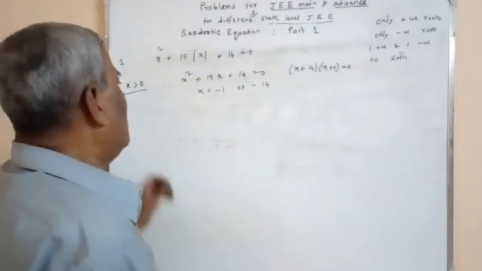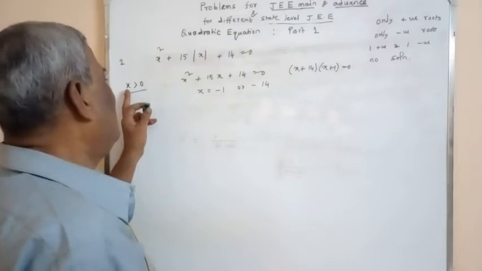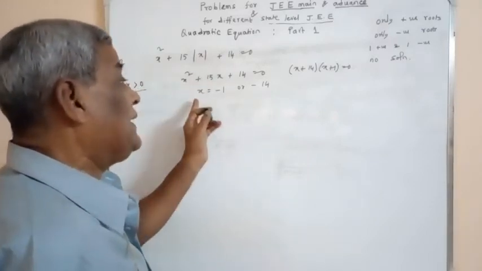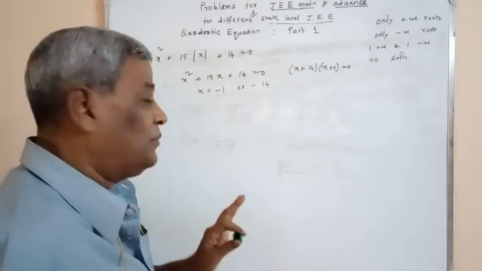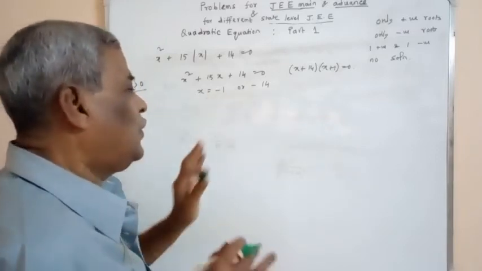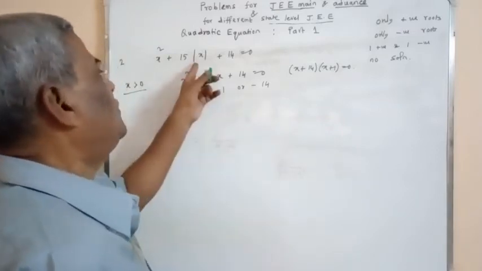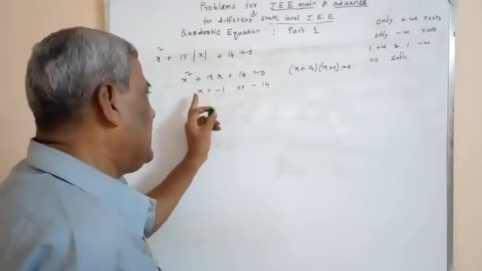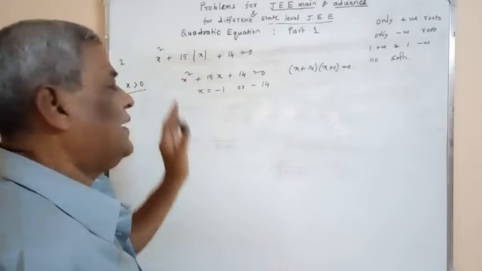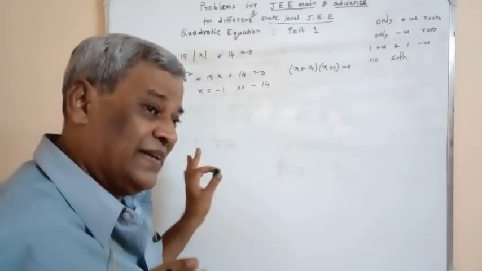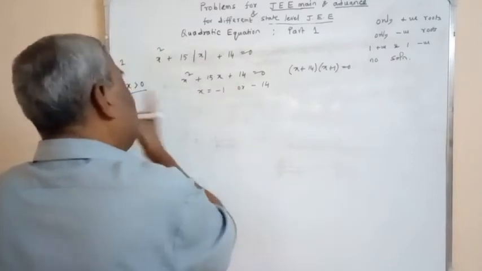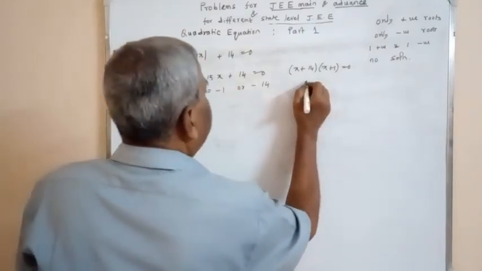But our assumption is that x is positive, and the equation becomes that. But both roots are negative. So these are not solutions of this equation. In fact, if you put x is equal to minus 1 over there, it will not satisfy. You can verify it. So it has no positive root.